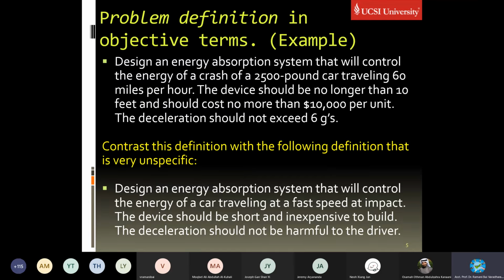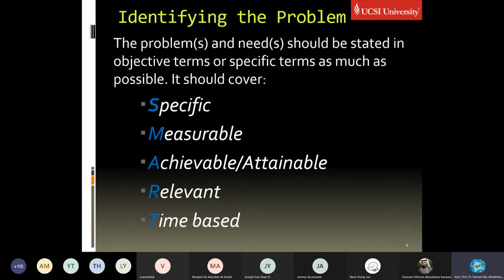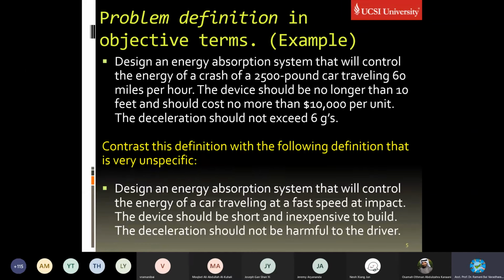Problem definition in objective terms. Yeah, example one is here. We keep saying be smart in identifying the problem, right? How to be smart? There's an example one, the usual example we give. Two different definitions are there: student A defined it this way, student B defined it this way. So which one is correct?